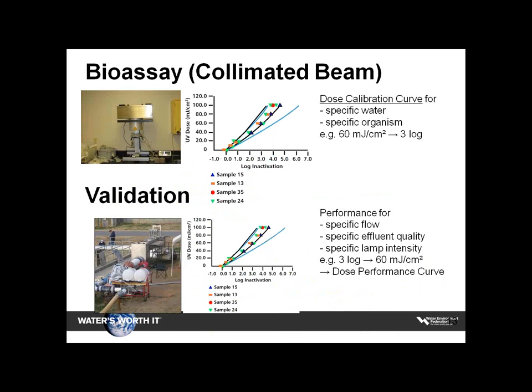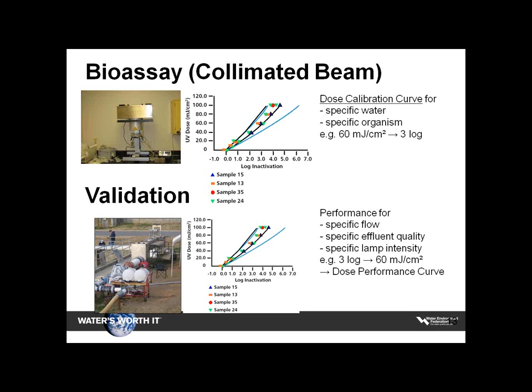The bioassay, you can see at the top, is a laboratory test. Essentially, we can run lots of that and collect that information. It's relatively easy to collect and assess over a period of time, even looking at various operational scenarios within treatment plants. Again, I showed the picture before of transmittance. At key events, when that occurred, we ran collimated beam data to assess how well the system might respond.